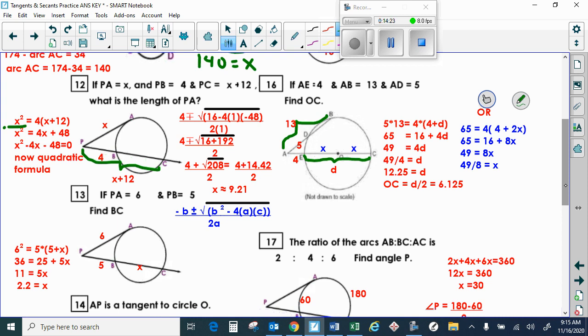The whole, as it says, PC is x plus 12. Now I go ahead and distribute that. Notice I end up with a quadratic. The first thing I do with all quadratics is set equal to 0. The x squared is positive on the left side, so I move everything to the left side. I get x squared minus 4x minus 48 equals 0. And now, that does not factor.